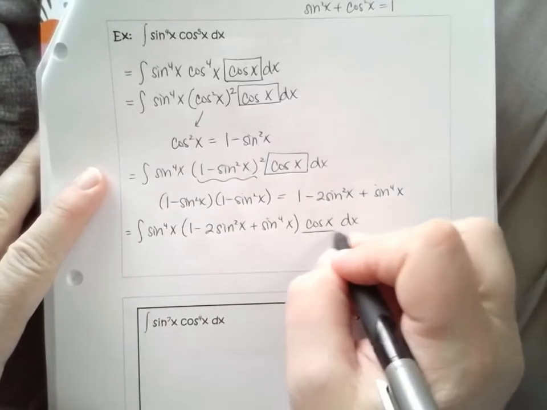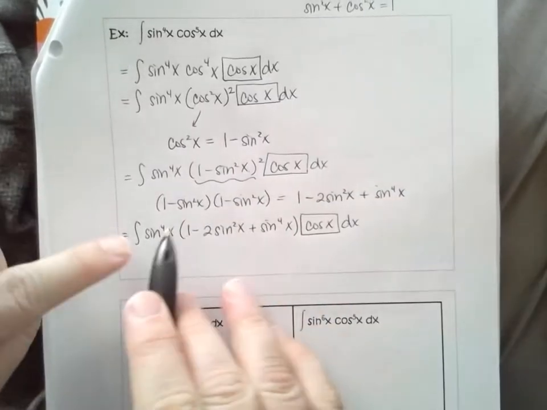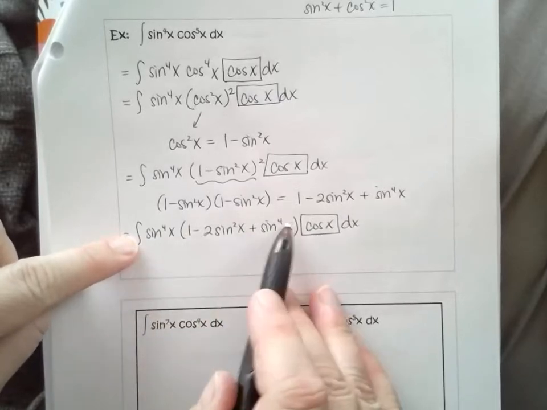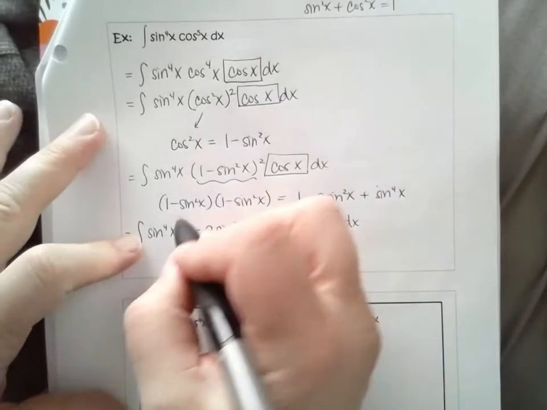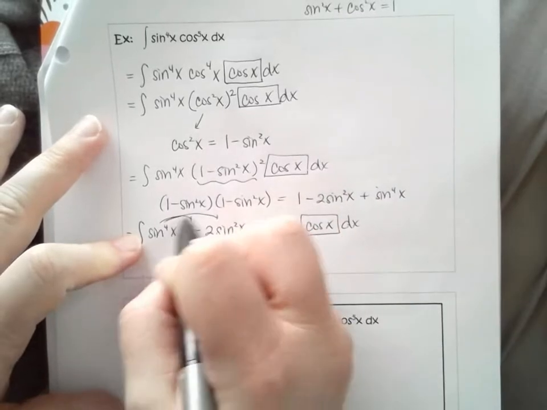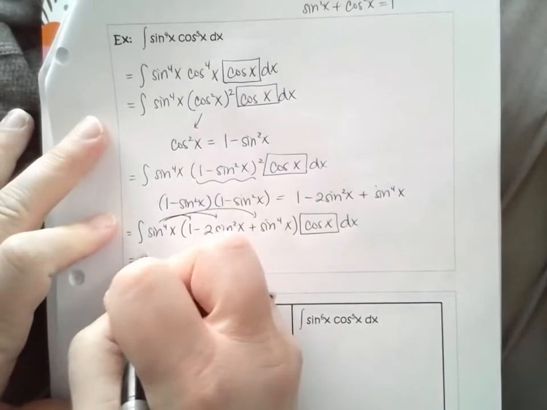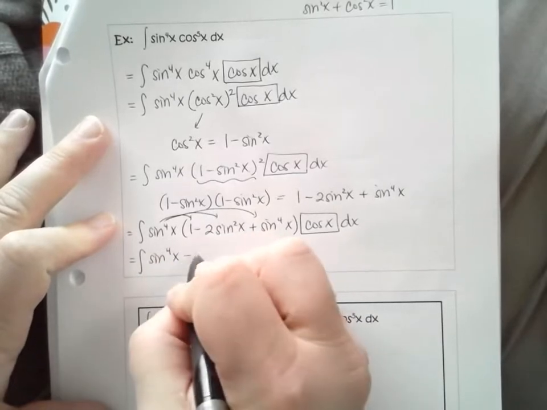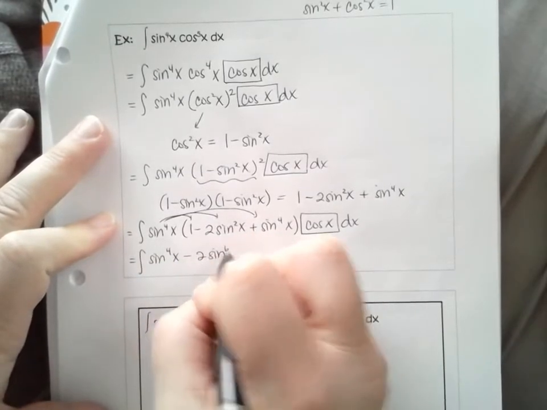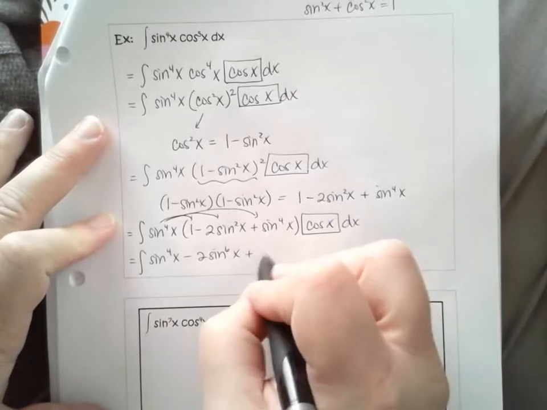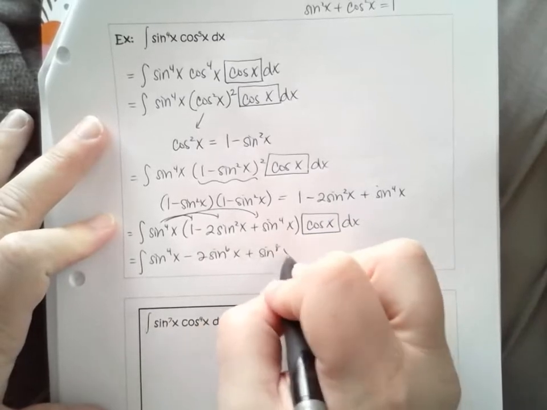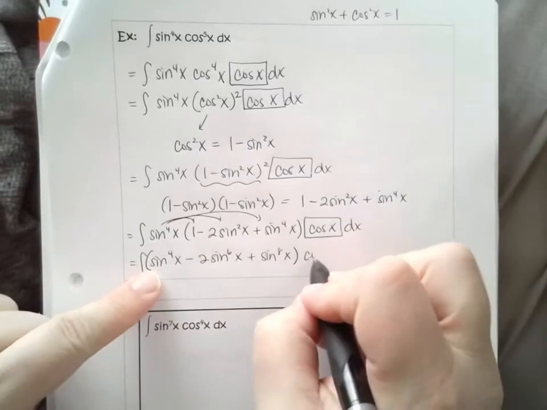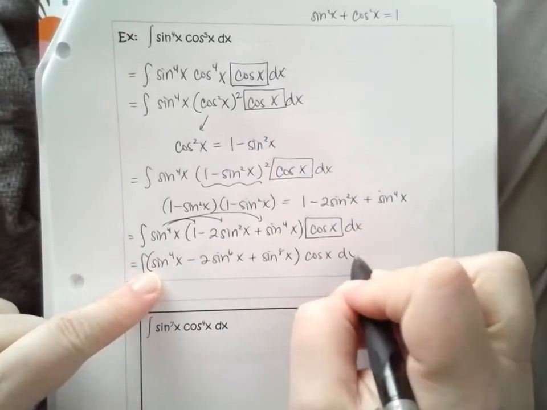Can you see where we're going with this? I can now distribute this into this quantity because it's not raised to a power any longer. I get sine to the 4th x minus 2 sine to the 6th x plus sine to the 8th x. And I'm going to put parentheses around this because they all are applied to this cosine dx.